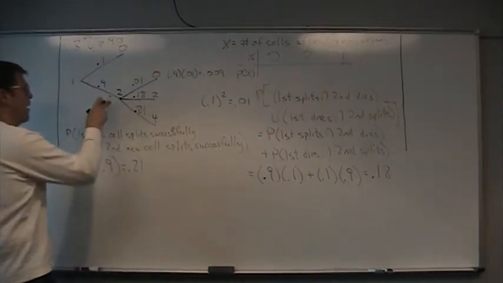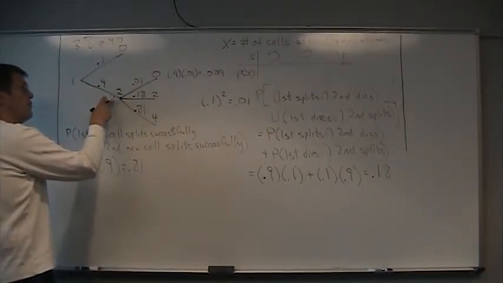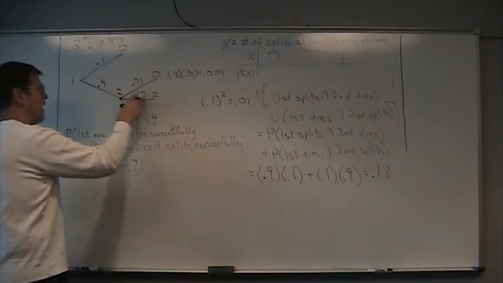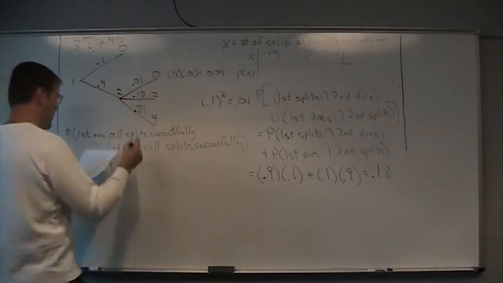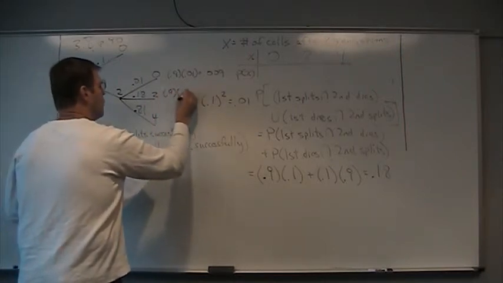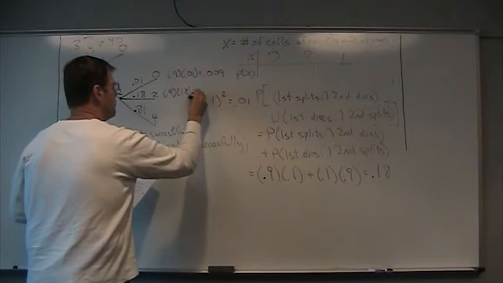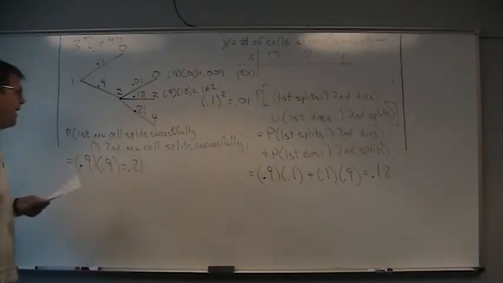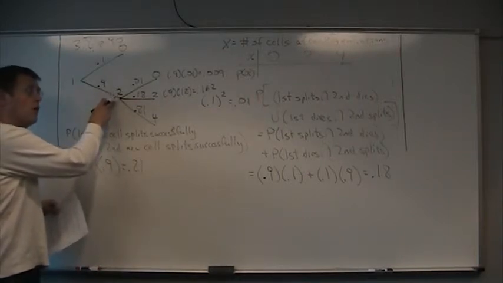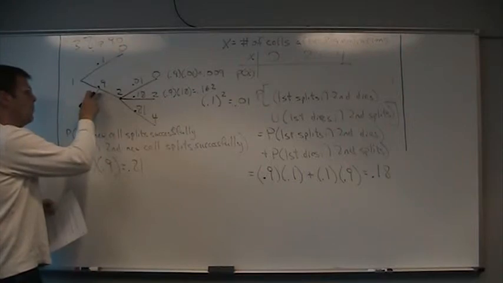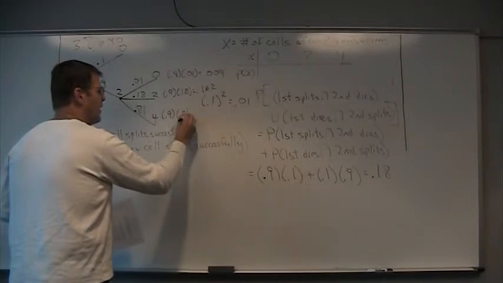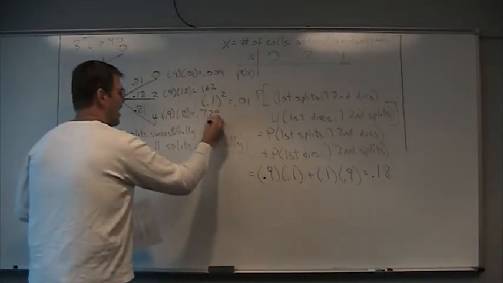In the second case, the probability that the first generation cell splits and then one of those 2 dies and the other one survives is going to be 0.9 times 0.18, which works out to be 0.162. And in the last case, the probability that the first generation cell splits successfully and both of the new ones split successfully will be 0.9 times 0.81. And that gives us 0.729.